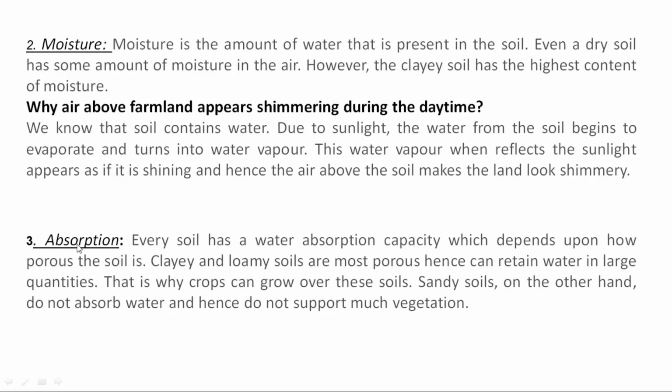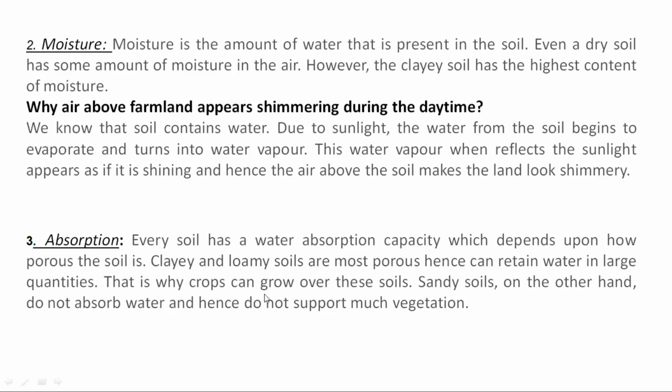So, next, number three is absorption. Absorption means every soil has a water absorption capacity, which depends upon how porous the soil is. If soil is more porous, then it will absorb more water. Clay and loamy soil are most porous, hence can retain water in large quantity. So, clay and loamy soil have the absorption property.